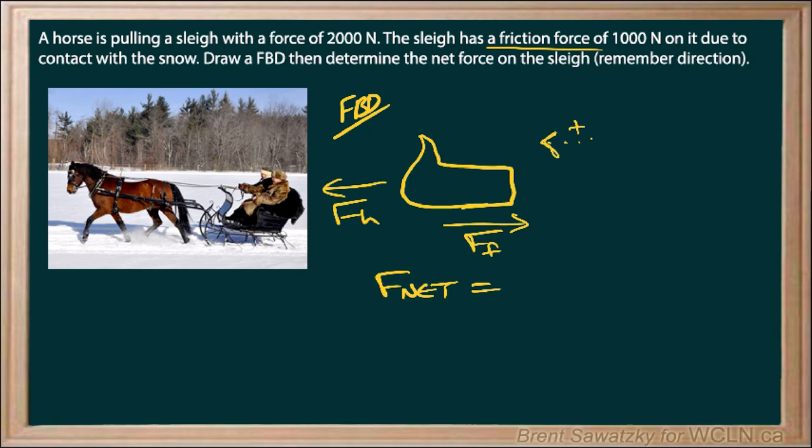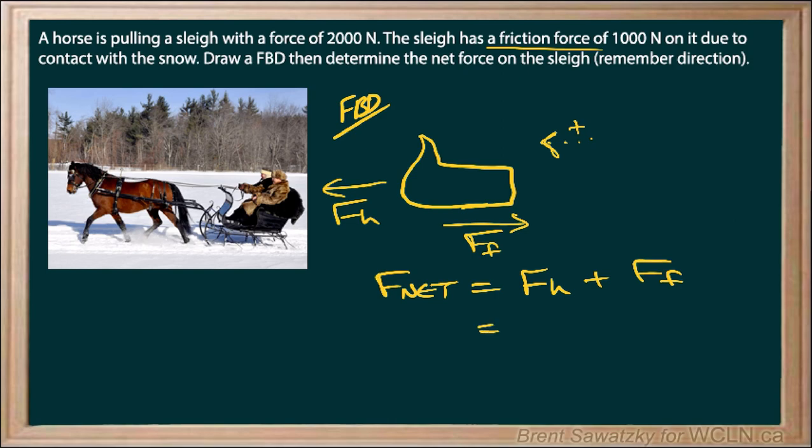Now, if you made it positive to the right, no sweat. It'll still come out to be right, just as long as you stay consistent with that. So for us, positive to the left is fine. So the F net just means all of our forces being added.